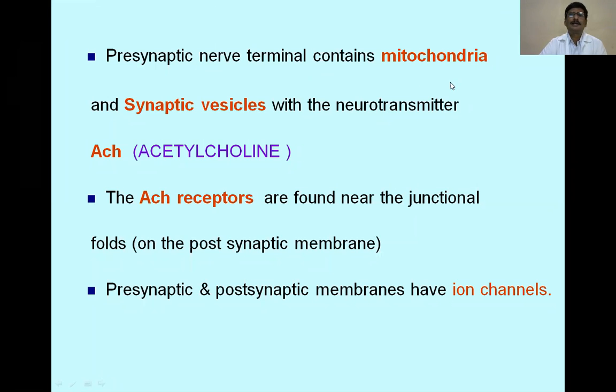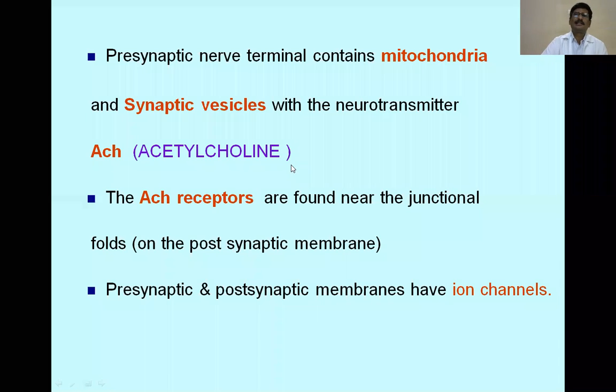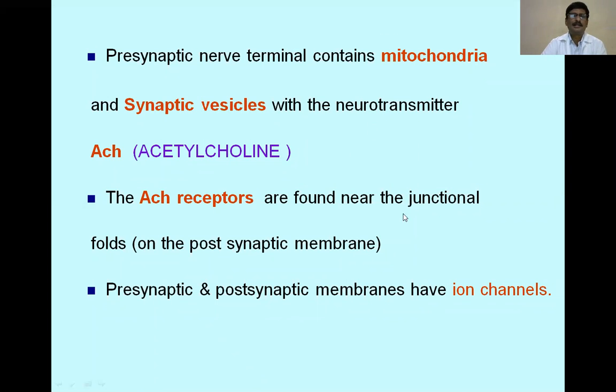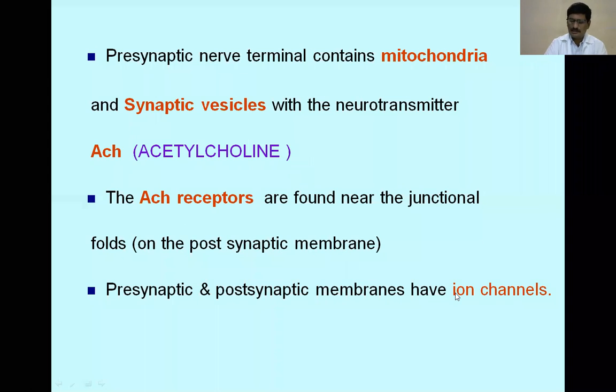The synaptic nerve terminal contains mitochondria and synaptic vesicles with the neurotransmitter acetylcholine. As I said, there may be around 3 lakh such vesicles, and each vesicle may contain approximately 10,000 acetylcholine molecules. Acetylcholine receptors are found near the junctional folds on the postsynaptic membrane, or the subneural clefts or palisades, and both the presynaptic and postsynaptic membranes have ion channels. What are they? How do they function?